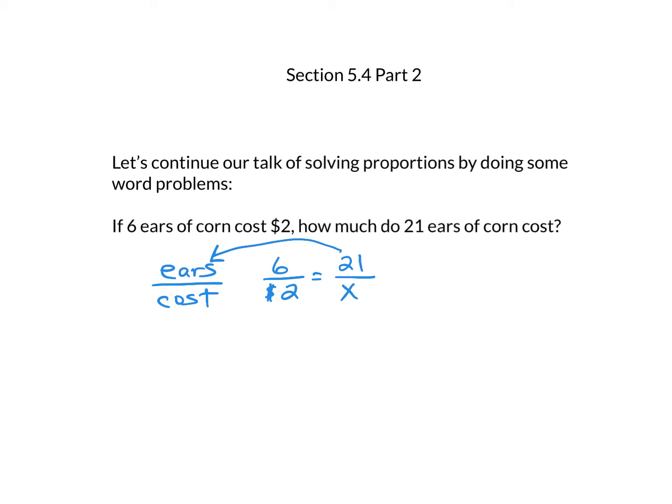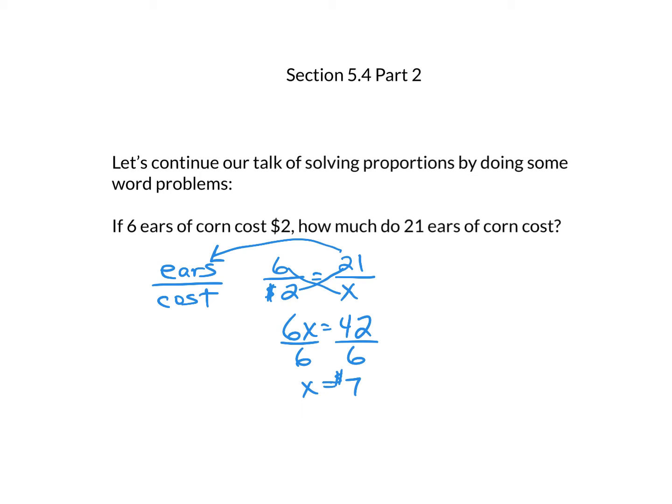Now I'm just going to cross multiply to figure that out. I know that 6 times X has to equal 2 times 21. 2 times 21 gives me 42. If I divide both sides by 6, I get an answer of 7. So 21 ears of corn cost $7.